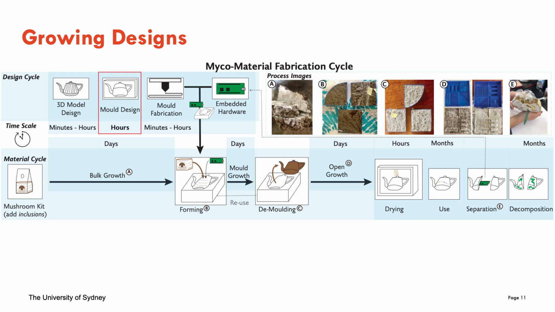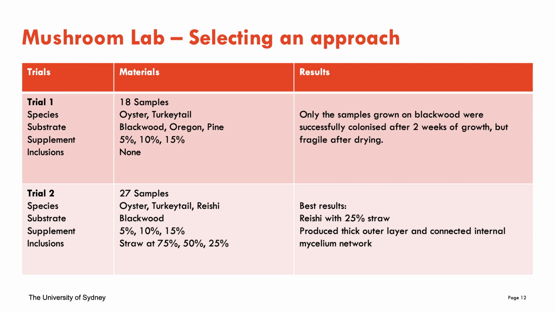3D model design could take between minutes and hours depending on your expertise, and this needs to be converted into a mould. And also embedded hardware may need to be programmed. Now this could be done during the bulk growth phase, and then the bulk grown mushrooms can be broken down and added to the mould at the same time as your embedded hardware, and then the process continues. After use, the myco-materials can simply be broken down by hand and the electronic components removed, and then the myco-materials themselves can be composted.